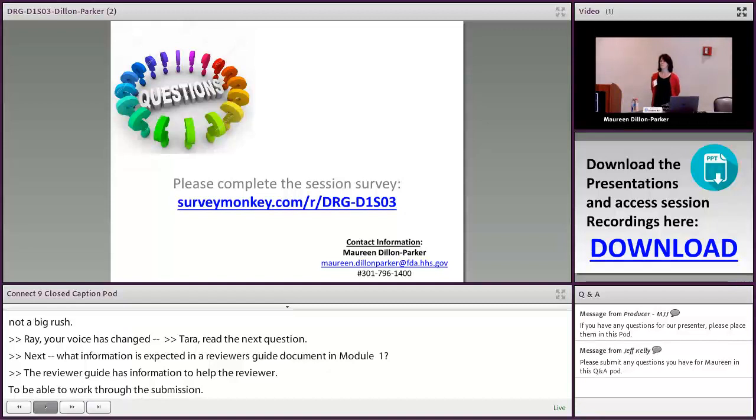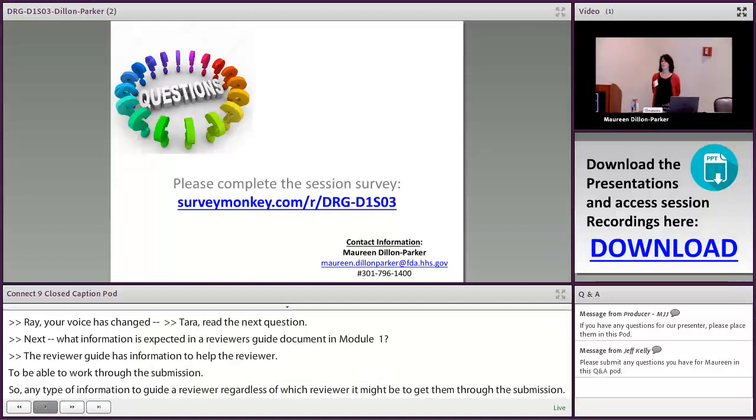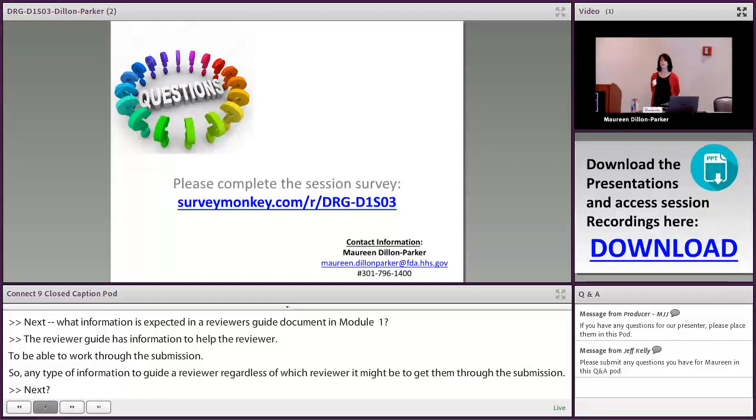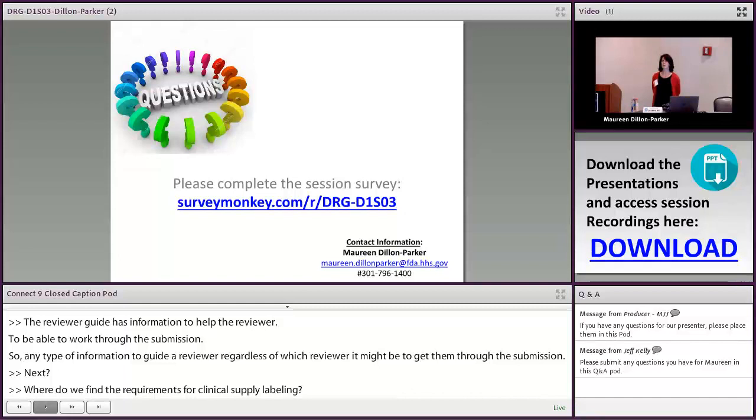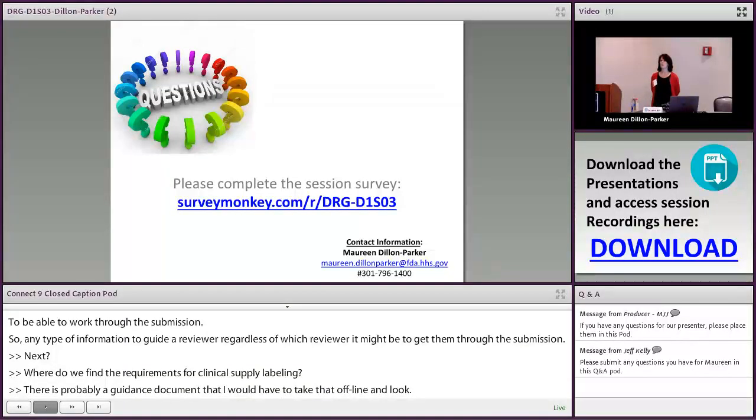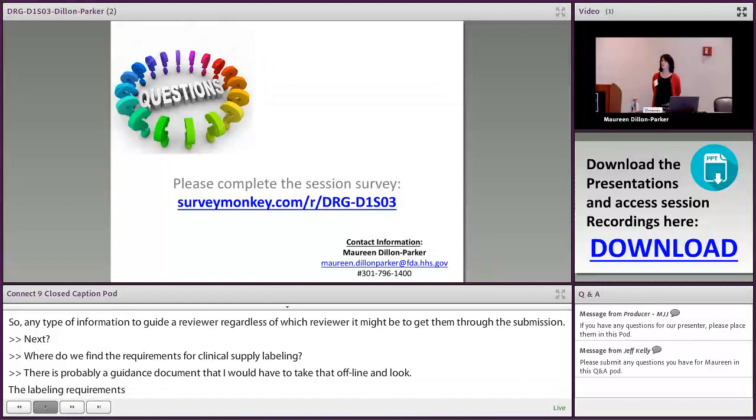Next. Where do we find the requirements for clinical supply labeling? I would say there's probably a guidance document on that, but I would have to take that offline and look. The labeling requirements are usually in Section 201 of the CFR, and there are requirements for investigational labeling to carry specific wording on them, and probably in our chemistry manufacturing talk later on this afternoon, they'll be able to address exactly where that is located if they need more specifics.